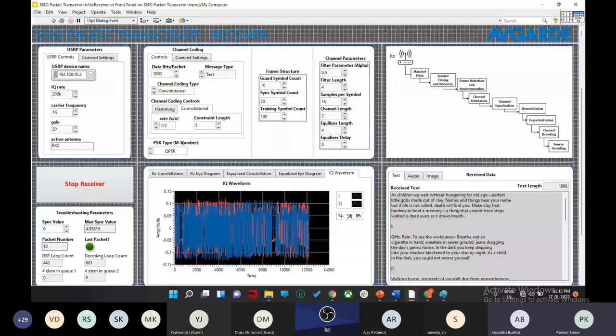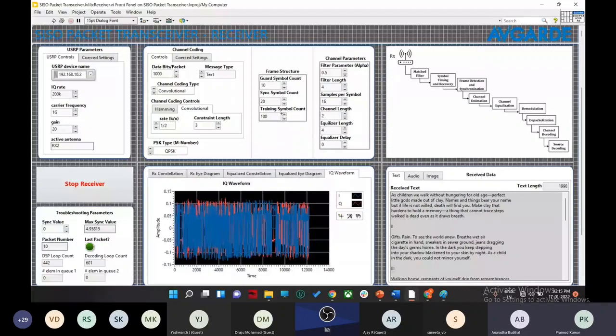And then this is another part where the frame structure will be. As I told, the transmitter also will be knowing the number of guard bits we are adding, sync symbols and training symbols, which is not known prior to us. So that will be giving the information here, and then the channel parameters.